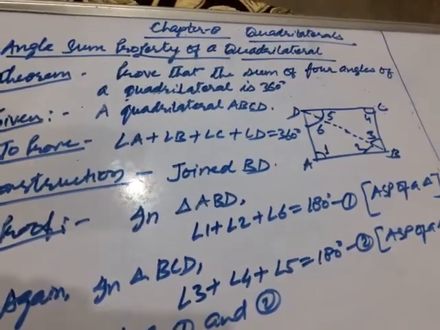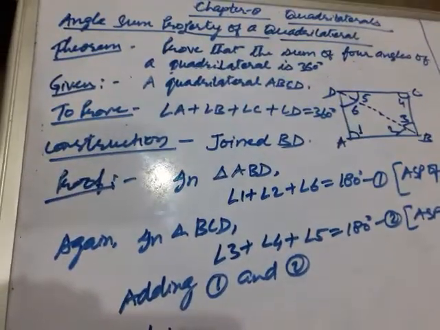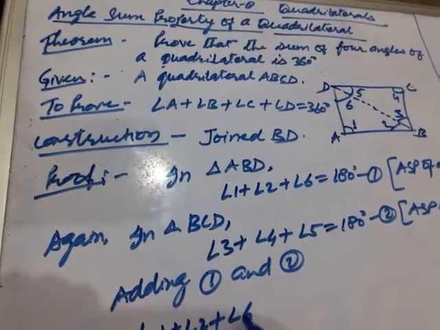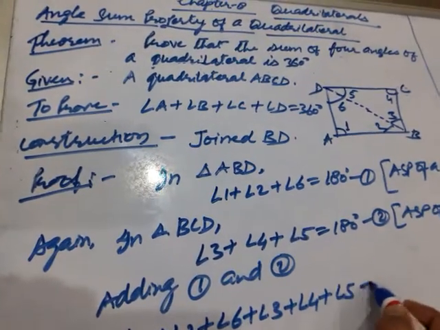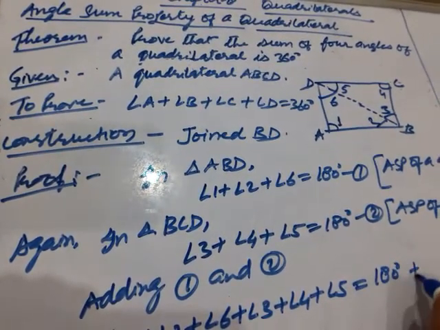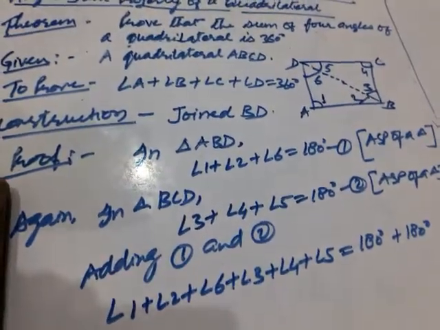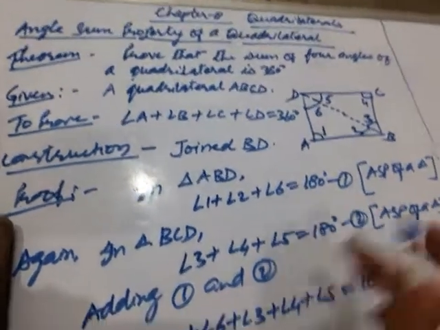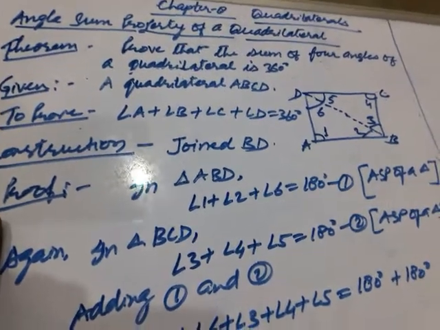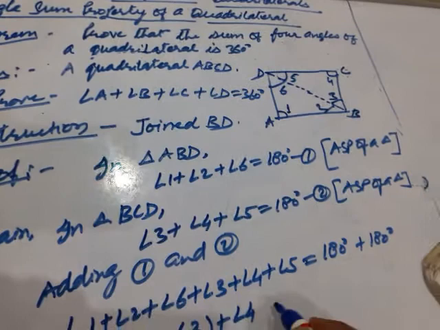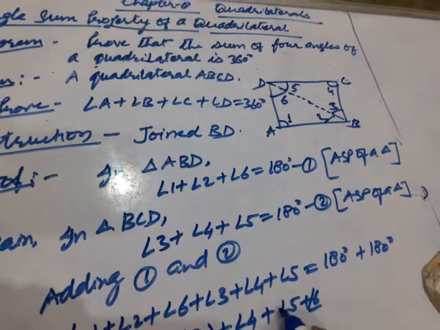Adding 1 and 2, here what do we have? Left hand side will be added to left hand side and right hand side will be added to right hand side. That is angle 1 plus angle 2 plus angle 6 plus angle 3 plus angle 4 plus angle 5 equal to 180 degree plus 180 degree. Okay, children. Now make the proper group. This implies that angle 1 plus 2 and 3 are together plus angle 2 plus angle 3 together. Clear? Plus angle 4 is alone over here plus angle 5 plus angle 6, they are taken together over here.